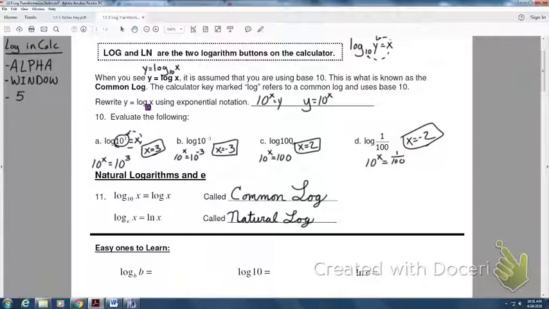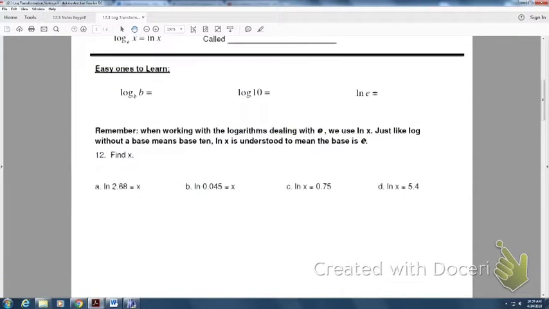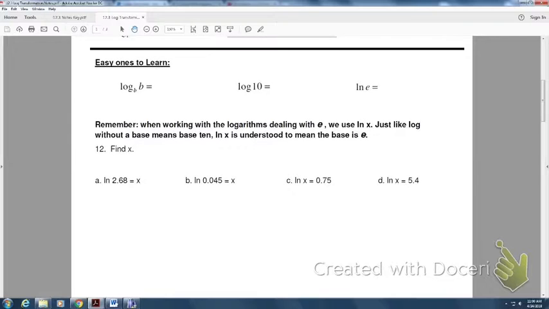Let's go down here. Let's see how many of you remember some of these from 12.1. So if I have log base b of b, what is that going to equal? And remember, it's a different mindset whenever you're doing logs. B to the power of what equals b? 1.